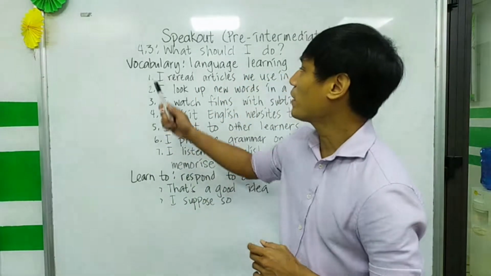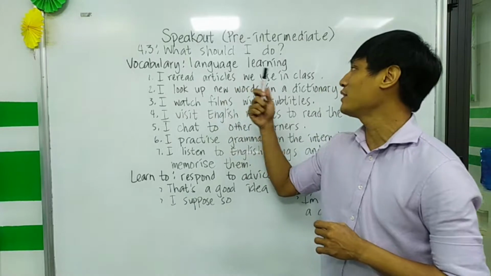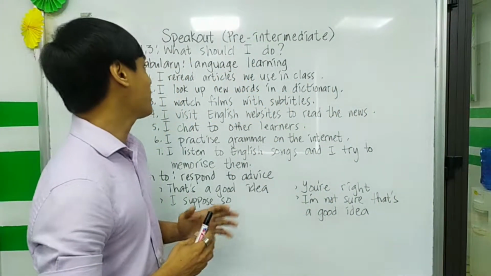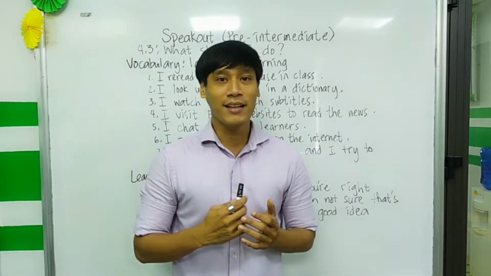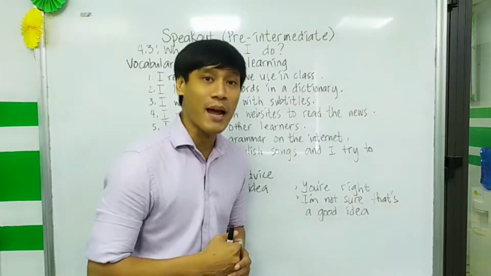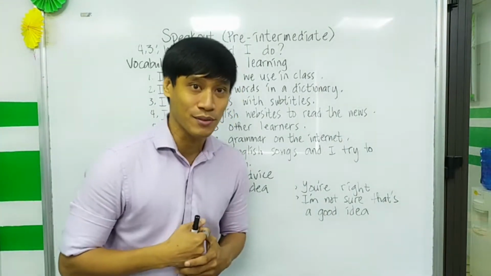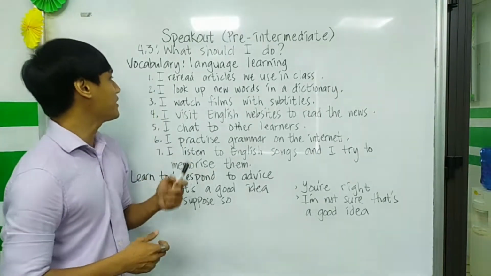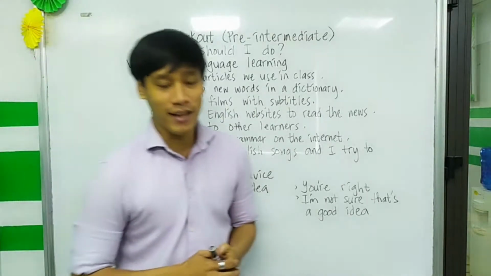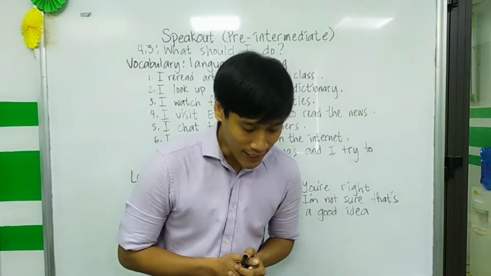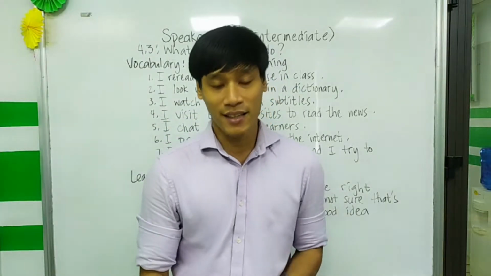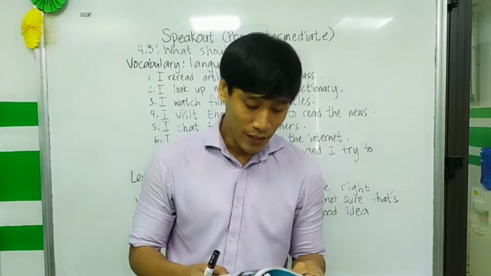Alright, so today's vocabulary is about language learning. Now I have these sentences here, and let's try to practice reading and try to find out the meaning of it, right? So in your book, that is actually vocabulary 2A on page 42, alright? So the first sentence is, I reread articles we use in class. Okay, so the meaning is letter B. Okay, it's letter B in your book, and I'll try to read letter B.